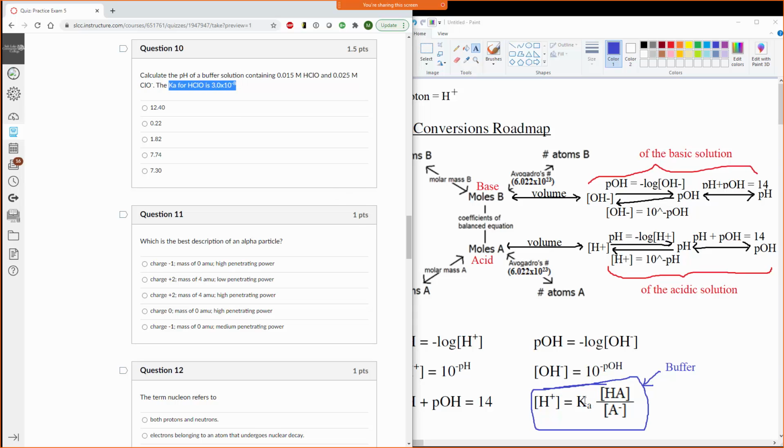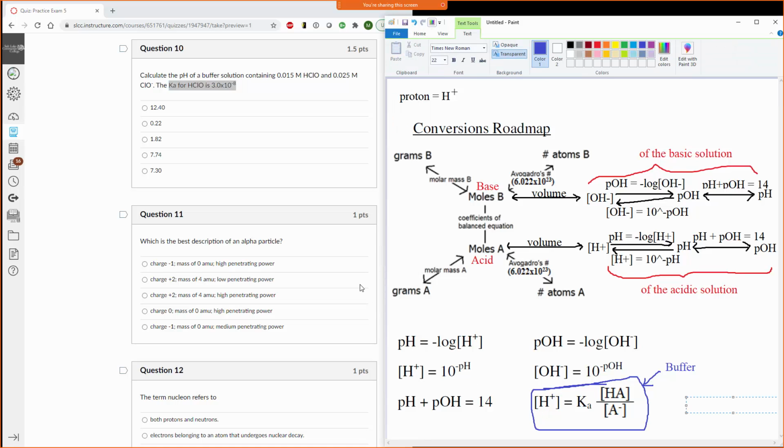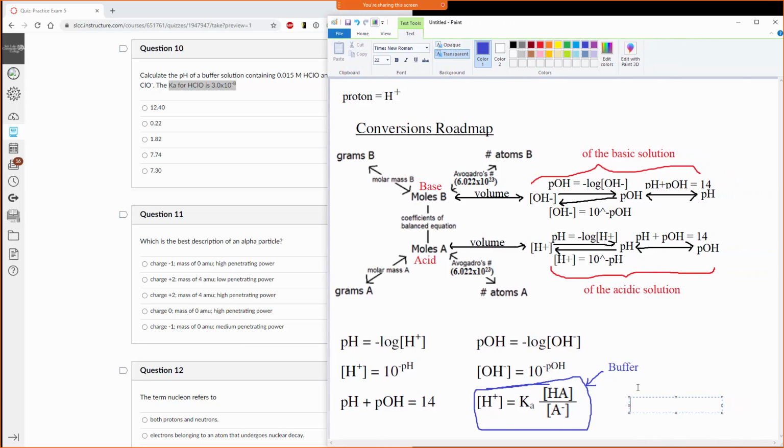I can use the Ka. One of those is the HA, one of those is the A minus, and once I solve for the H plus, I can plug it in to find the pH. I got this. All right, or I should say you guys got this. So if we do this, then my H plus is equal to the K sub A, which was 3.0 times 10 to the negative 8.